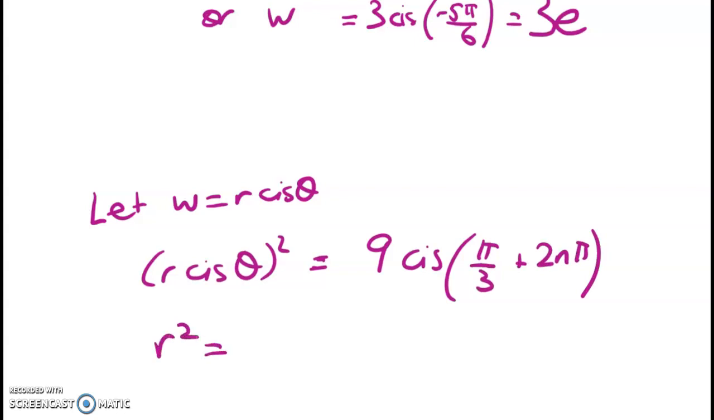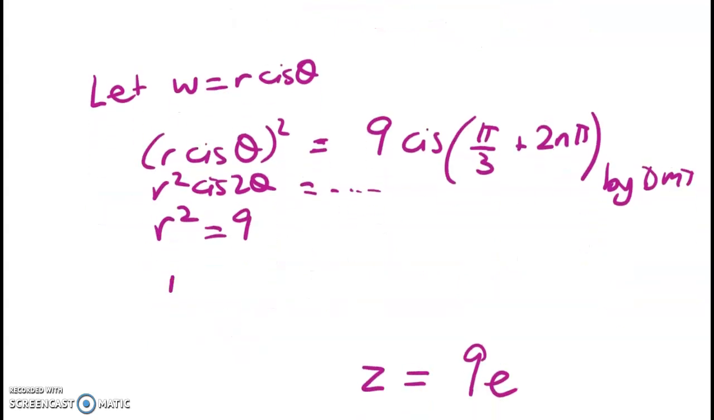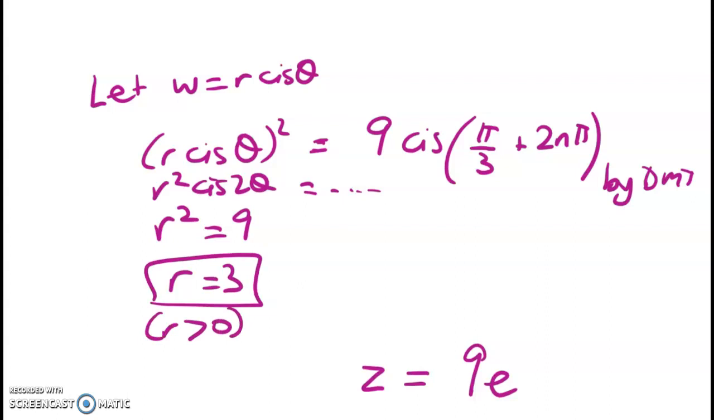So here we've got r squared cis 2 theta equals that, by de Moivre's theorem. So r squared is equal to 9, r must be positive, so r is equal to 3, since r is greater than 0. And then I've got 2 theta is equal to pi on 3 plus 2n pi. So theta is equal to pi on 6 plus n pi.